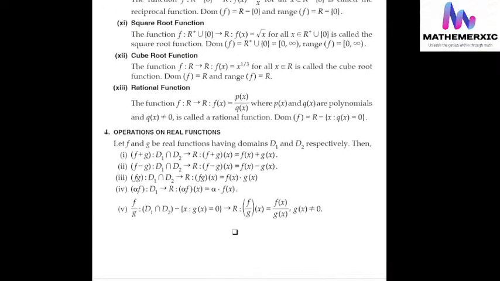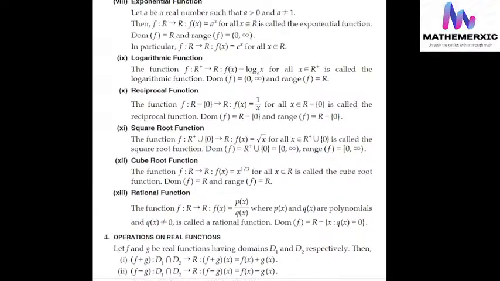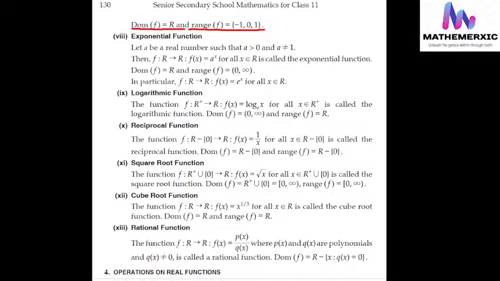Let us complete this one. Exponential function: let a be a real number such that a is greater than 0 and not equal to 1. So f is such that R tends to R, such that f(x) is equal to a to the power of x. a is not equal to 1 because if you keep 1 there, the answer will be 1 every time. So it is greater than 0, and real numbers will be there, for all x belonging to R, and it is called an exponential function. Domain of f is R and range of f is (0, infinity).